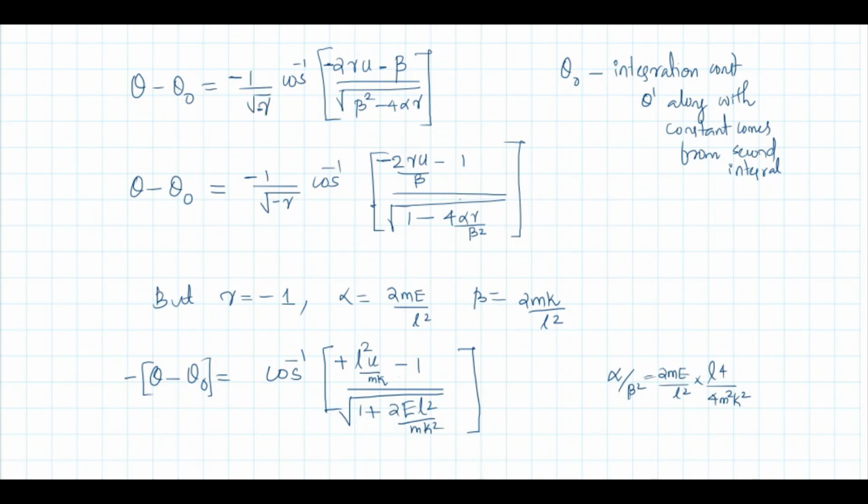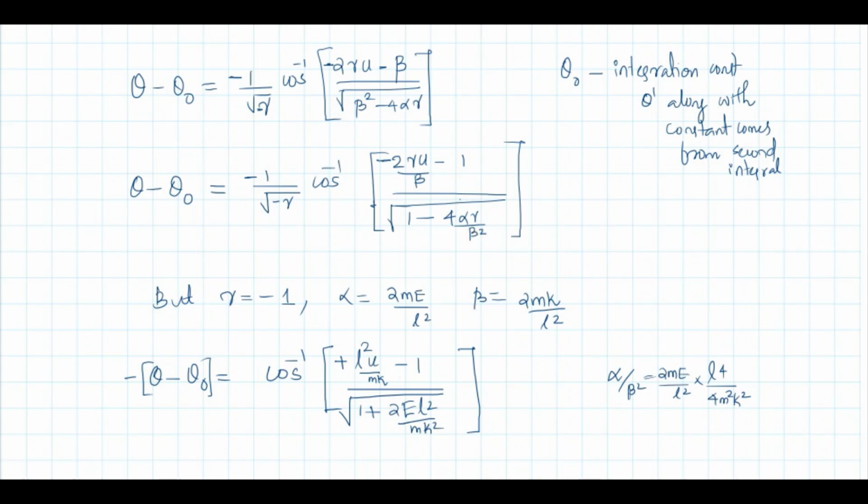Minus 1 by root 2 minus gamma cos inverse of minus 2 gamma u minus beta square divided by square root of beta square minus 4 alpha gamma. Theta minus theta 0 equals minus 1 by root 2 minus gamma cos inverse. Take beta outside from both numerator and denominator. Then the first term becomes minus 2 gamma u by beta minus 1, divided by this beta square, which will come outside as beta and cancel with the beta taken outside from the numerator. So the remaining is 1 minus 4 alpha gamma by beta square.